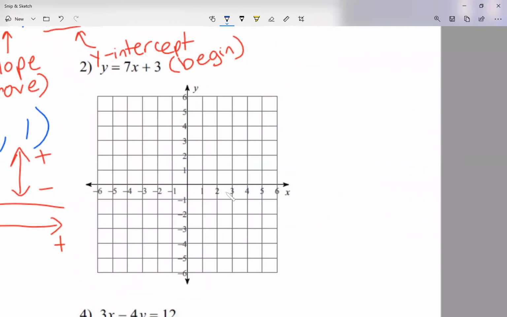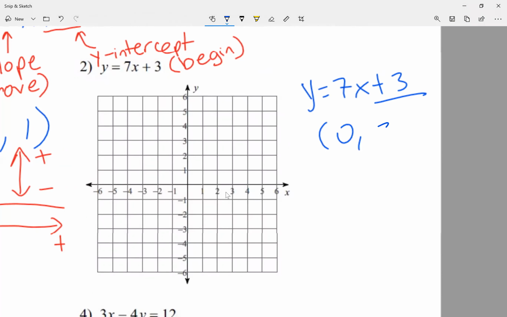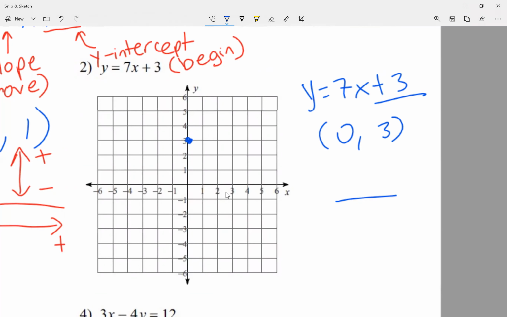Now here, let me rewrite the question: y equals 7x plus 3. The plus 3, with the sign included, is my y-intercept, (0, 3). So I'm going to start at that point. Now my slope, I need it as a fraction, and it's only 7. I can always make a number into a fraction by putting a 1 at the bottom. So 7/1. What this says is I'm going to go up 7 and 1 to the right.